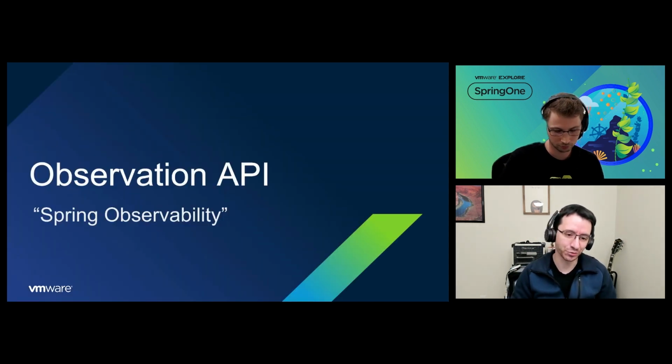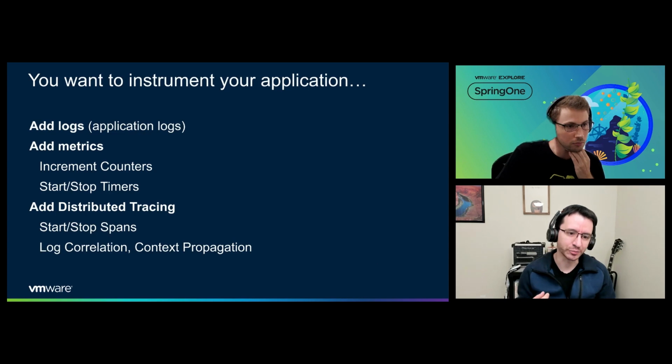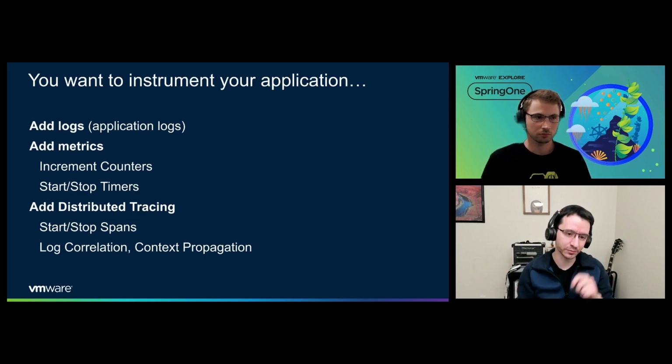So with that, let's talk about another thing, which is called the Observation API, and a little bit about this effort called Spring Observability. Now, the idea behind the Observation API is that if you want to instrument a component, you usually need to do it multiple times, unfortunately. If you, for example, want to add application logs, you need to add log statements. If you want to add metrics, then maybe you need to increment a counter or start and stop timers. If you want to add distributed tracing, you need to start and stop spans. Maybe you also want to implement log correlation, context propagation, and so on.